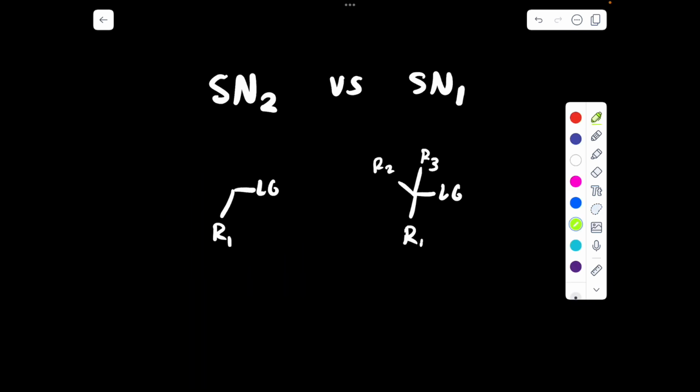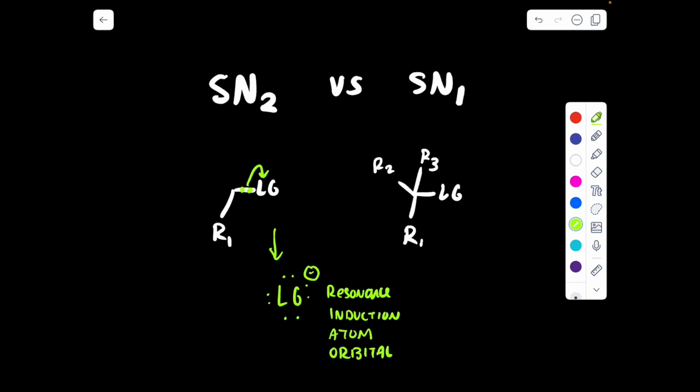So what makes a good leaving group? It would be something that can leave that will be stable once it leaves. So a good leaving group is going to be able to stabilize that negative charge. So how do you stabilize a negative charge? This could be through resonance or induction or the atom or the orbital. Go back to one of my previous videos where I talk about this, if this does not ring any bells.